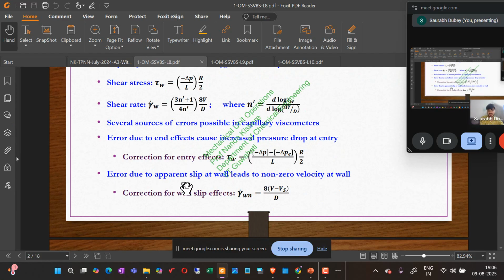And then there is the error due to apparent slip. This is another main factor, and mostly this is the factor responsible for the large deviation in the error, right? The actual value at the wall leads to non-zero velocity at the wall, and this slipping nature at the wall can be corrected by introducing the slip velocity and subtracting it from the actual calculation that you had, which is 8v by d, right?